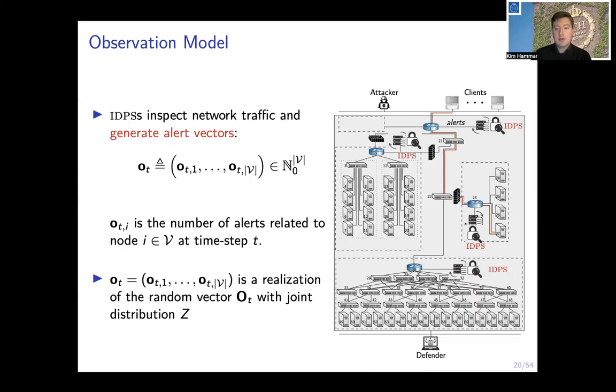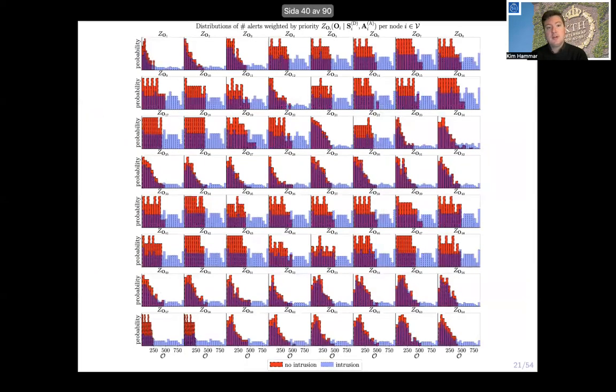And here are some empirical distributions of Z. So one distribution for each node in the target infrastructure. So we have 64 nodes and 64 distributions here. I have aggregated the distributions so that in red you see the distribution during normal operation, and in blue you see the distribution during an attack.